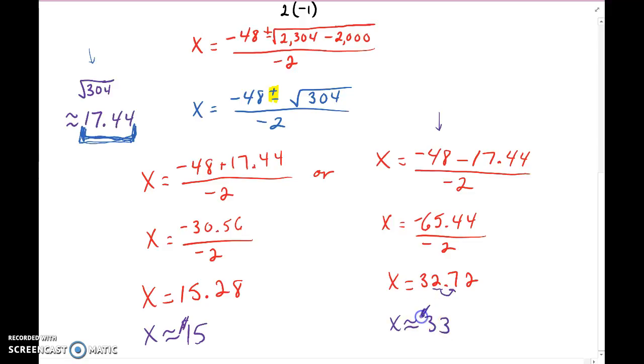All right, so that means if we sell our CDs for $15 or $33, we would have a profit of $200. But the question says what was the least amount that we could sell it for. So since 15 is less than 33, we would sell our CDs for $15 in order to have a profit of $200. All right, and that is just going through an example of a word problem where you can use your quadratic formula. And that is it for this section.